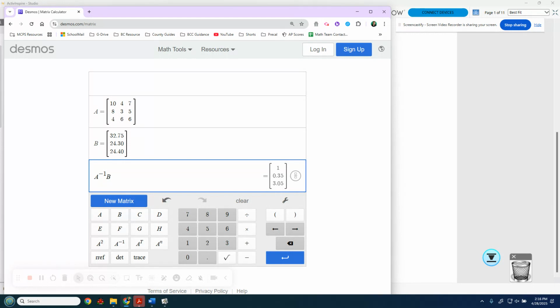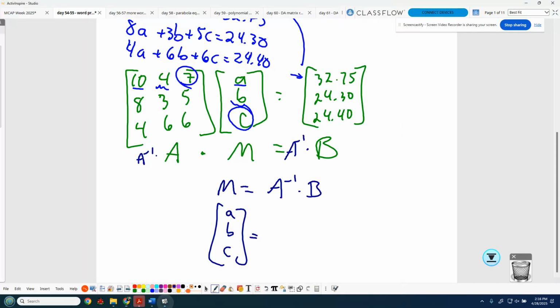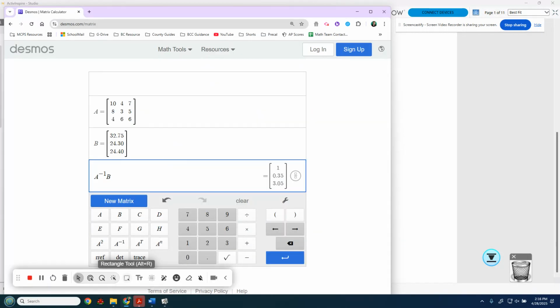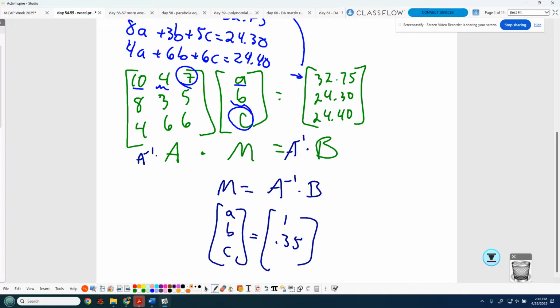What is it? The cost of, so that number 1, what does that stand for? Okay. Remember, what were the numbers? And then 3.05. All right. For word problems, I don't want you to just say A is 1, B is 0.35, and C is 3.05.